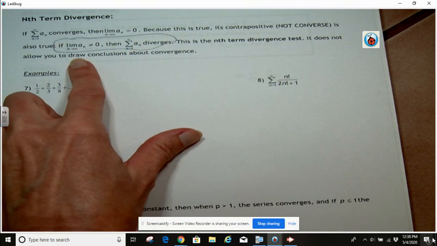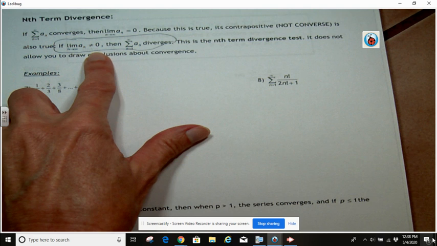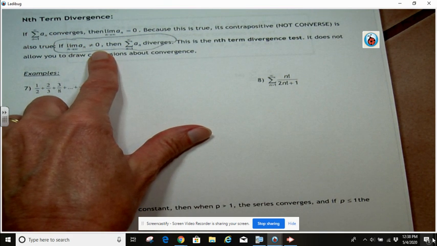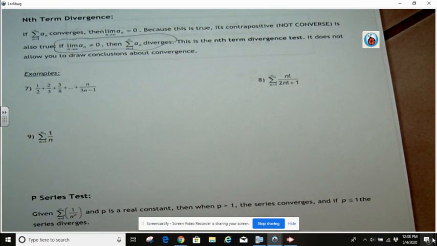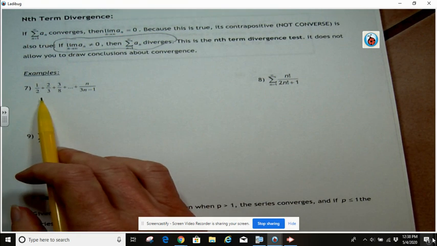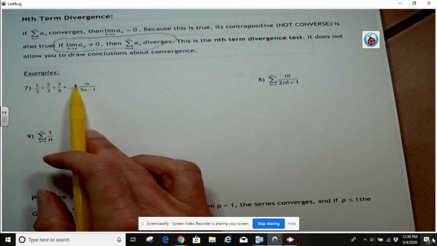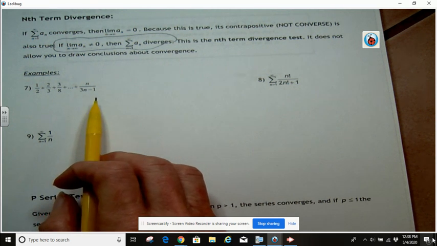So if the limit to infinity doesn't equal 0, then you can say it diverges. If the limit to infinity does equal 0, you cannot conclude that it converges. You just have to pick a different test. Okay, so it's just a test to conclude with divergence. Okay, so here we've been given the first 3 terms of the infinite series, but then they've told us what the pattern is.